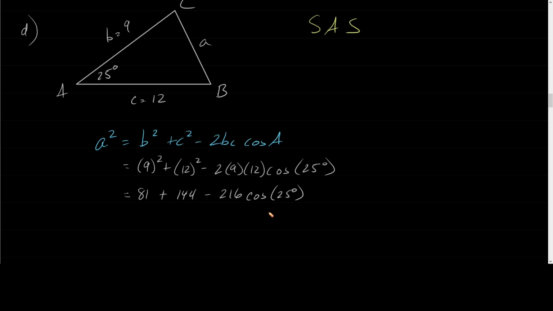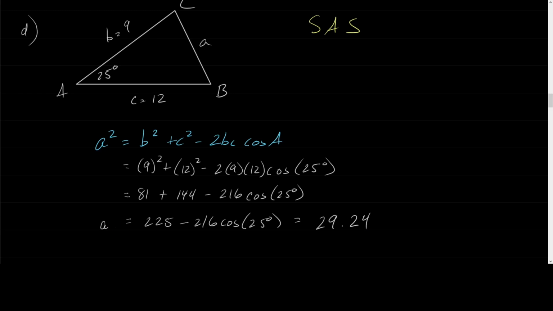At that point, if we plug everything into the calculator, 81 plus 144, well, that's 225. So I've got 225 minus 216 cosine of 25 degrees. And that's what I'm going to plug into the calculator: 225 minus 216 times cosine of 25 degrees. And make sure your calculator is in degree mode. And this gives us 29.237. Well, let's round to 2 decimal places, so 29.24.